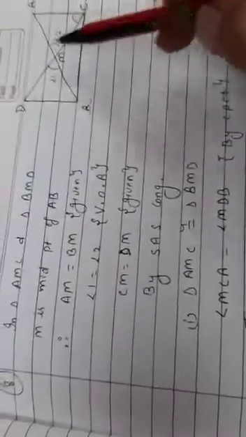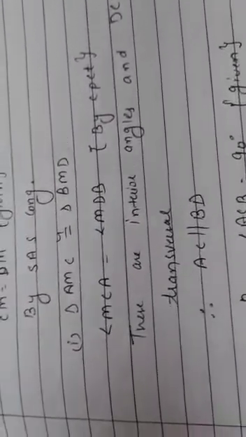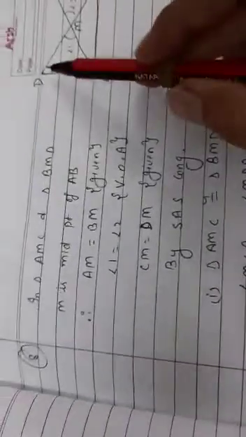Now we can write angle ACB plus angle DBC. See ACB and DBC, the sum of these two angles is 180 degrees. What is the reason? Sum of interior angles on the same side of the transversal. These are on the same side of the transversal, so we can write sum of interior angles on the same side of transversal.